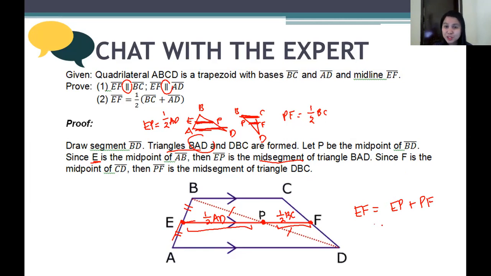Then let's do substitution. What's the value of EP? 1/2 of AD. What's the value of PF? 1/2 of BC. That is by substitution. Then 1/2 is their common factor, we let it go out: 1/2 of AD plus BC. That is the distributive property. So the measure of EF is 1/2 of the sum of the bases, AD and BC.